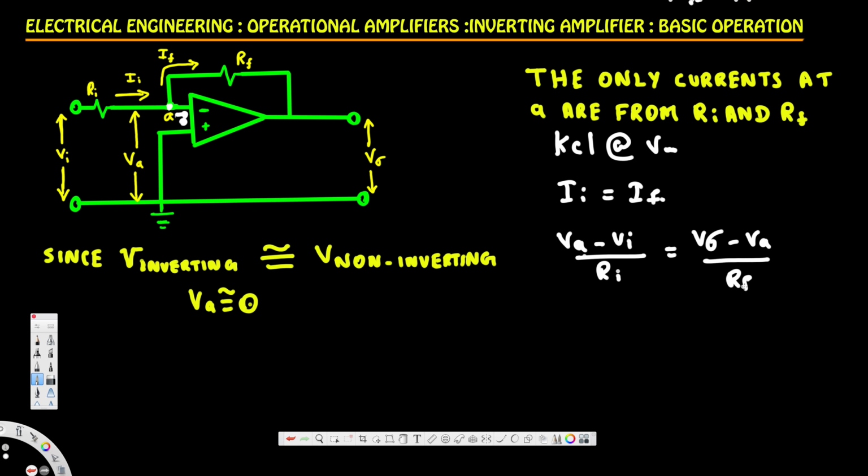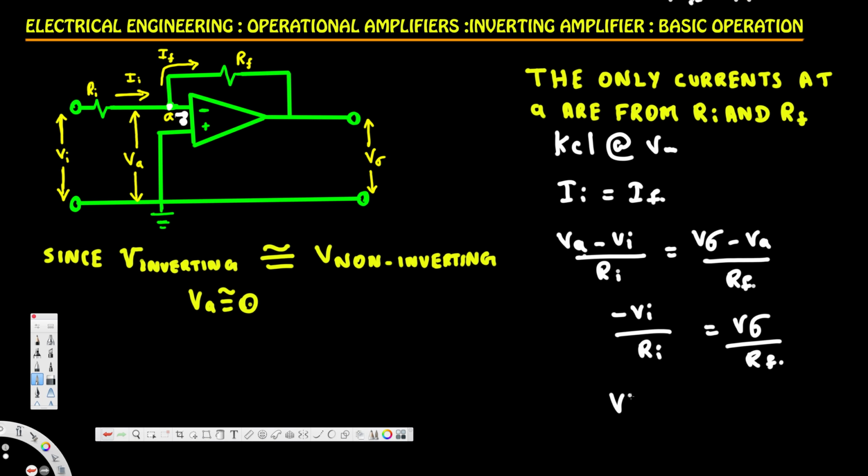Already we found out that VA is equal to 0, so we can eliminate all the VA. So we are going to have negative VI over RI equal to Vout divided by RF. Our purpose is to find Vout, the output voltage. So Vout is going to be equal to negative VI times RF over RI, and that's the general formula for the output voltage of an inverting op amp. And that's how we do this kind of problem.